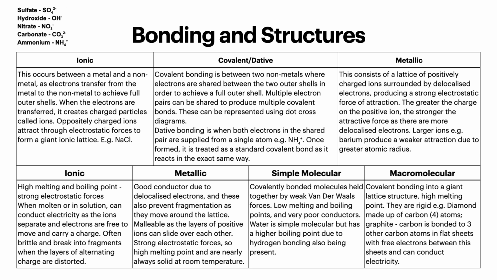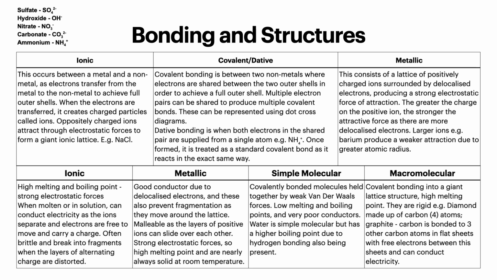And then you've got covalent/dative bonding. So covalent bonding is between two nonmetals where electrons are shared between the two outer shells in order to achieve a full outer shell. Multiple electron pairs can be shared to produce multiple covalent bonds. These can be represented using dot cross diagrams, which I'm sure you're well aware of by now from GCSE.